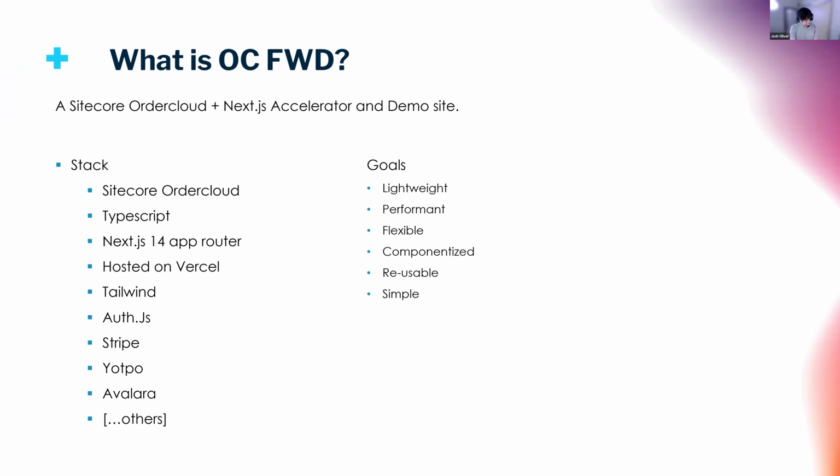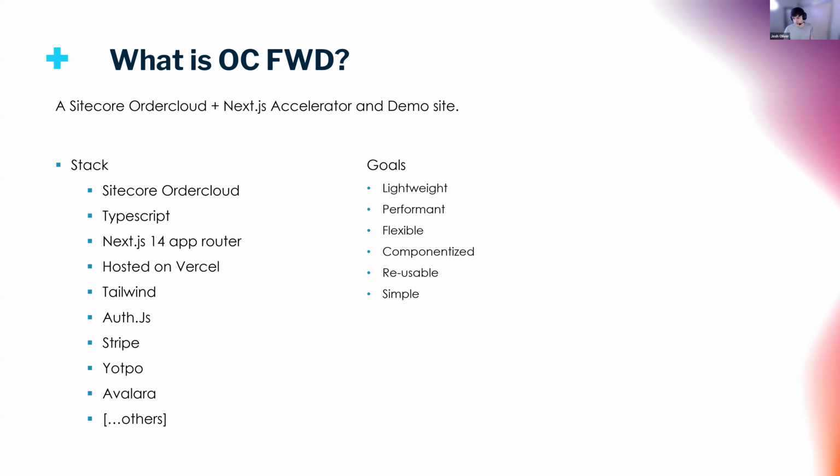We're using Tailwind for the front end, Auth.js for authorization, and then we have Stripe for payment. There's Yotpo for reviews, Avalara for tax calculations. I think we're using Sitecore Discover for search. I didn't include it here, but we're basically pulling in a bunch of composable pieces just to build the site, a proof of concept.